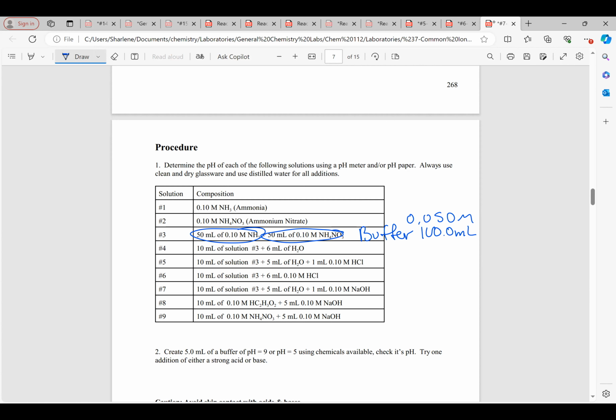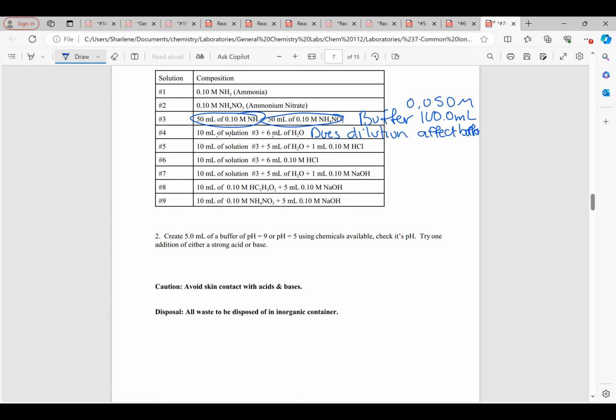So what is the purpose of this one? 10 milliliters of solution 3, which is a buffer, and we're adding 6 mils of water. The question right there is, does dilution affect the buffer? Now we know the answer is no, but I wanted you to actually see it in lab and actually do the number crunching. So that's number 4.